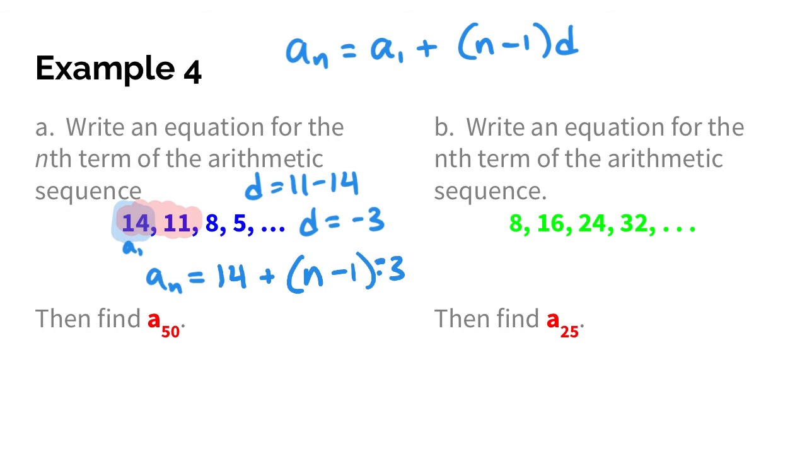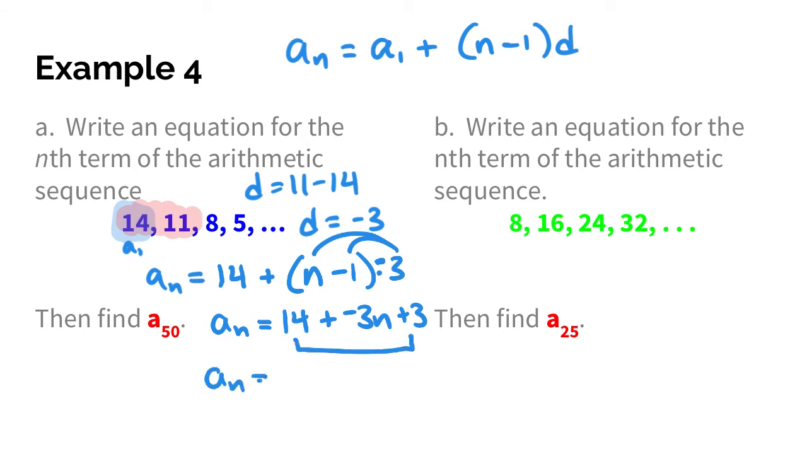Now what I'm going to do here is simplify this because I don't really like how it's written. So to simplify, I'm going to take -3 and distribute that. Kind of distributing it a little bit backwards from how it's written, but that's okay. So I have a sub n equals 14 plus, now -3 times n would be -3n. -3 times -1 would be +3. What I'm then going to do is combine my like terms, and I'd have a sub n equals 17, that's 14 plus 3, minus 3n. And this right here would be my equation to represent this arithmetic sequence.